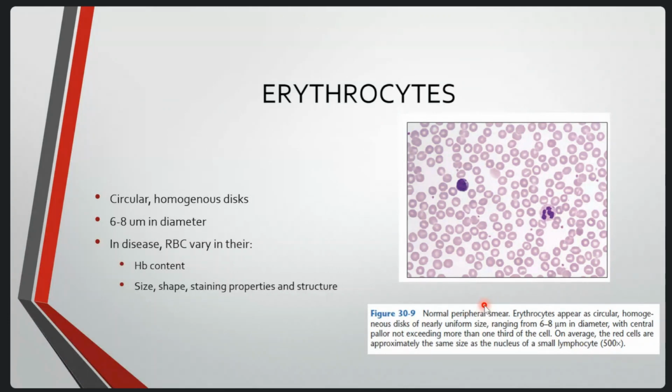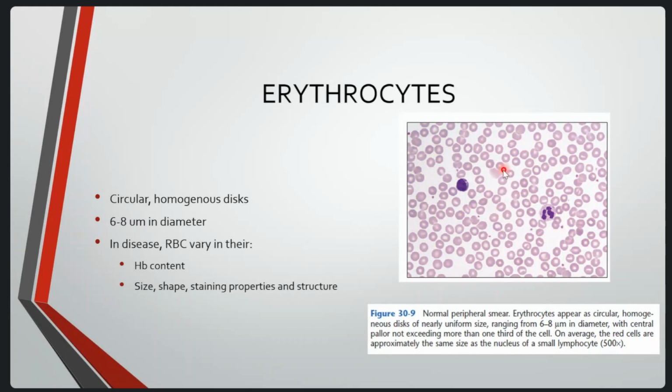Now we go specifically to the different blood cell components. We go first to our erythrocytes, or red blood cells. As we have mentioned, they are circular, homogeneous discs, about 6 to 8 microns in diameter. But of course, they can vary if there is a disease, in their hemoglobin content and also in their size, shape, staining properties, and structure.